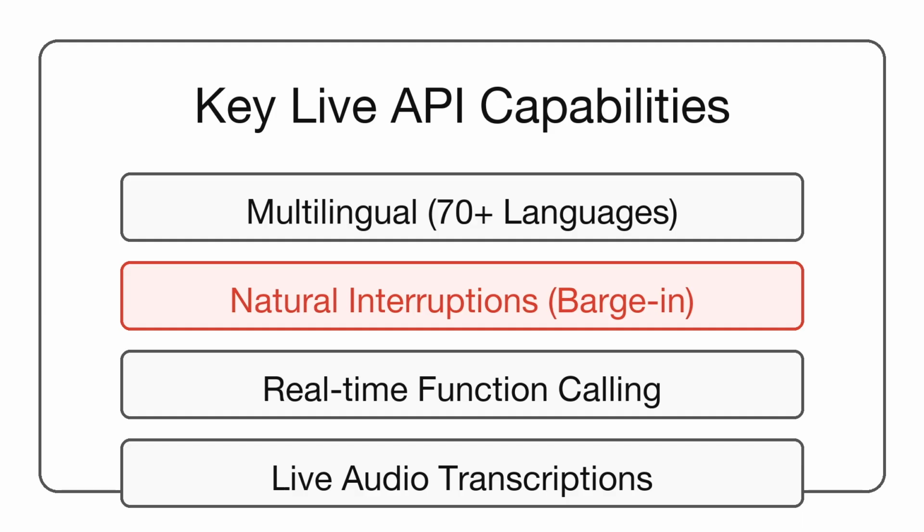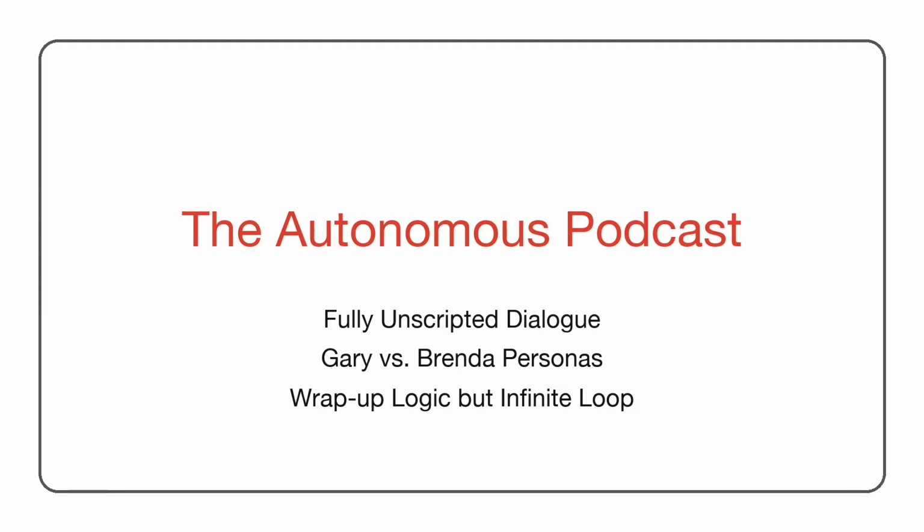exactly when they speak. Using this API, we built a fully autonomous podcast system, pitting two distinct personalities against each other. We built in a clean wrap-up mechanism at exactly 1 minute, but if nobody stops them, they'll continue to naturally converse and interrupt each other autonomously.